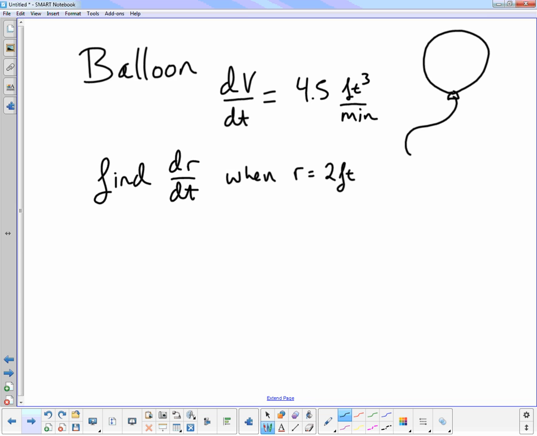So here's what I have. I have dV/dt and I need dr/dt. What do you think I need? I need dr and dV connected, right? I need dr/dt, and I have dV/dt. So what do you think I'm going to need to multiply it by? Yeah, I need dr/dV in order to get what I'm looking for.